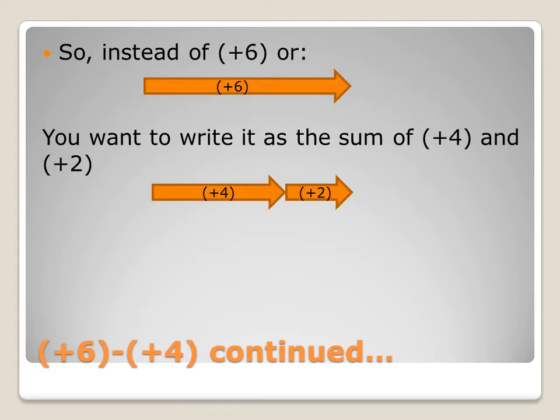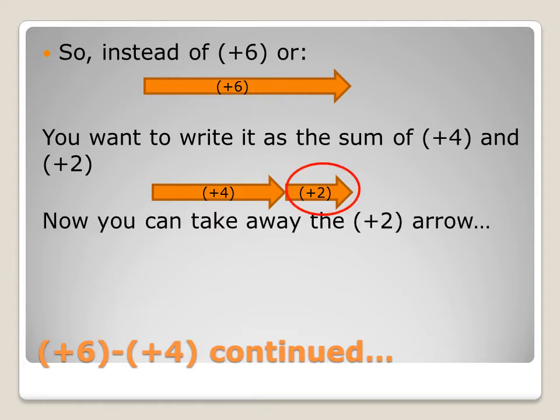So instead of positive 6, or this top arrow, you want to write it as the sum of positive 4 and positive 2. Now I'm not solving the problem yet. I'm not doing any subtraction. I'm just rewriting positive 6 as the sum of 2 other numbers, or I'm writing the arrow that points to the right, that's 6 units long, as the sum of 2 other arrows. And I picked these 2 specific arrows because one of the arrows needed to be positive 2, because that's what I know I want to subtract. Okay. Now I can take away the positive 2 arrow.